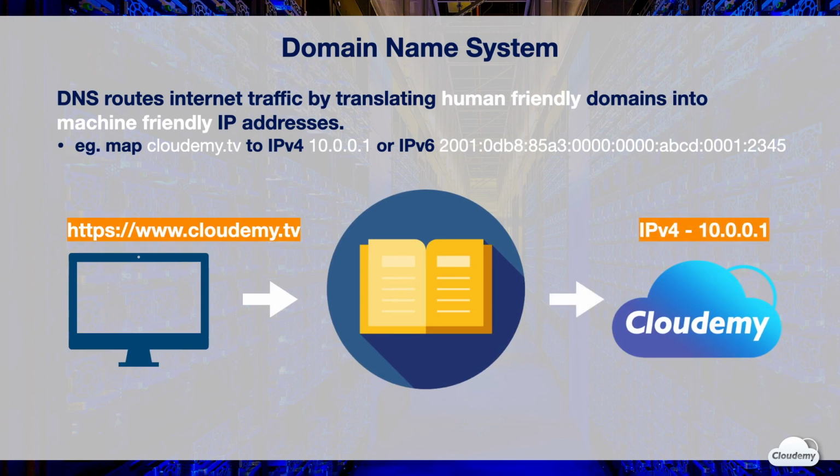For instance, you can map Cloudemy.tv to an IPv4 address such as 10.0.0.1. DNS helps users easily access web resources using simple domains. Imagine if the internet doesn't use domain names. When you visit Amazon, Google, and Cloudemy, you need to memorize all the IP addresses. Domain names are much easier to remember and more convenient to use.